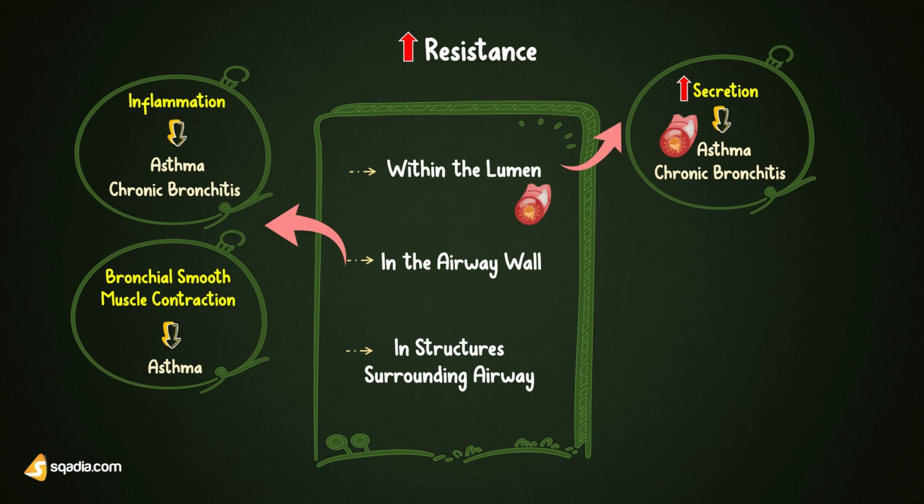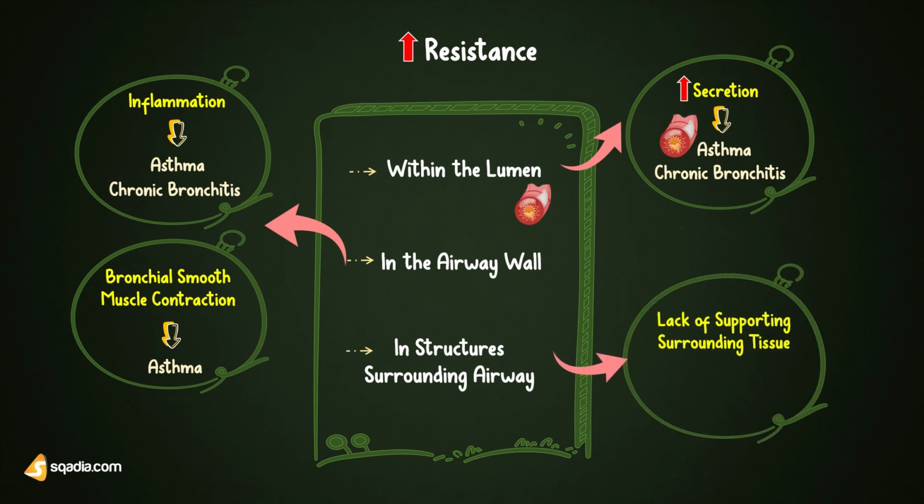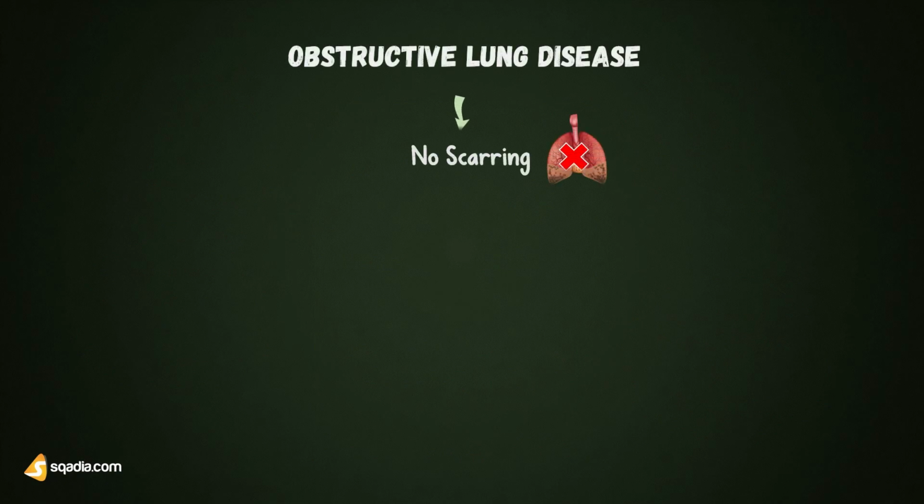A classic example of obstruction caused by loss of surrounding supporting structure is emphysema, which is an expiratory airway collapse resulting from the destruction of lung elastic tissue. There's no scarring in obstructive lung diseases, so the lung is easy to stretch, and the compliance is higher. Easy to stretch means lower recoil. Note here that it's quite opposite to restrictive lung disease, where we find a low compliance, but a higher recoil.